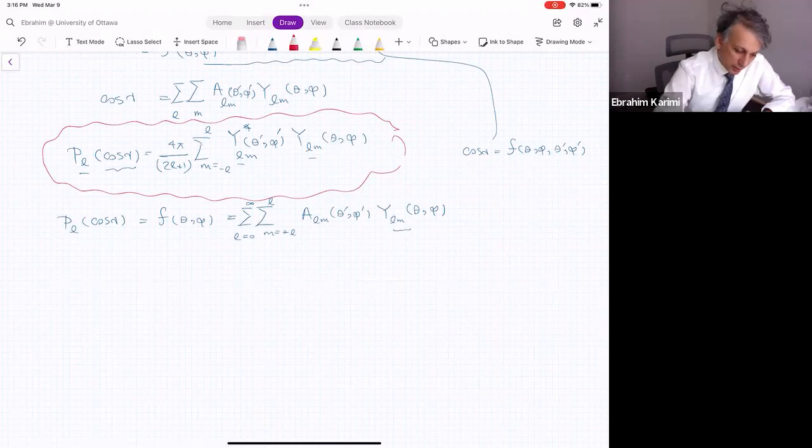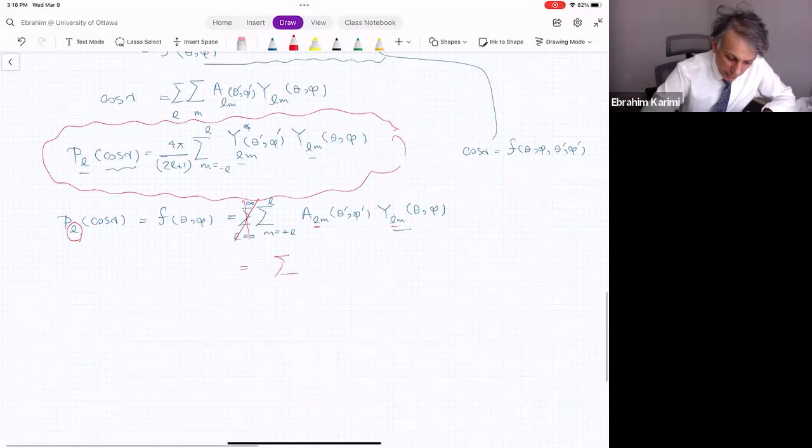Okay. And what I say to you is that due to the property of Y_LMs and due to the fact that this is a Legendre polynomial of order L, this summation will disappear. So it means that both of them have L values. Then you do have the summation over M from minus L to plus L, A_LM of theta prime and phi prime, Y_LM of theta and phi.